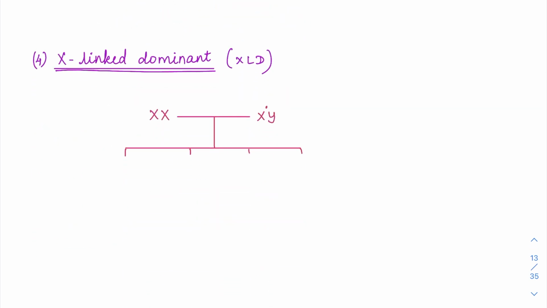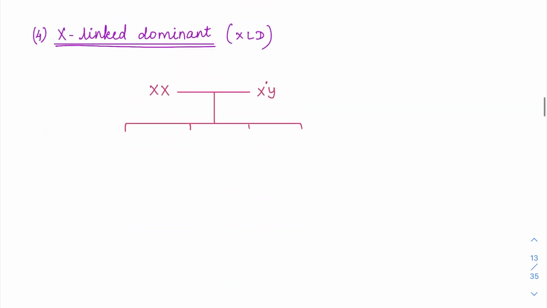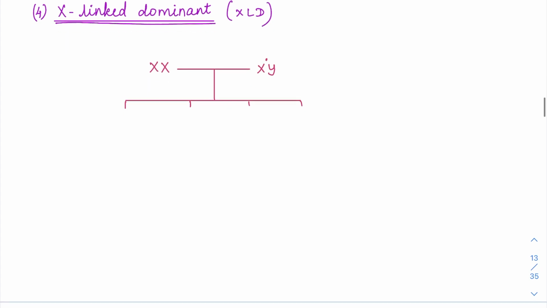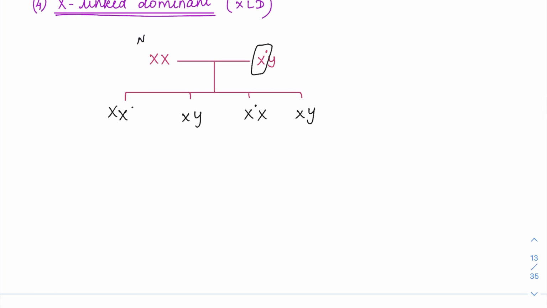So moving on to X-linked dominant disease. So for X-linked dominant, if you put the pedigree in this, you are going to have, so this is the affected allele, okay? Okay, so here it is the normal female, and here it is the male which has been affected here, okay?